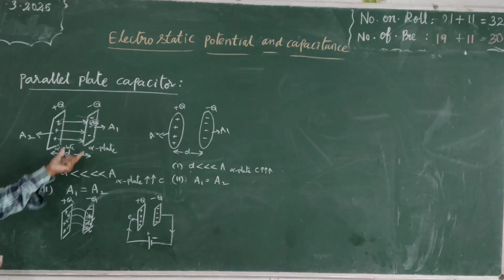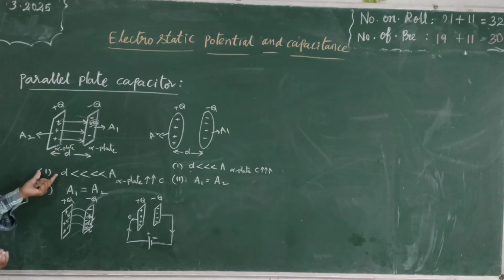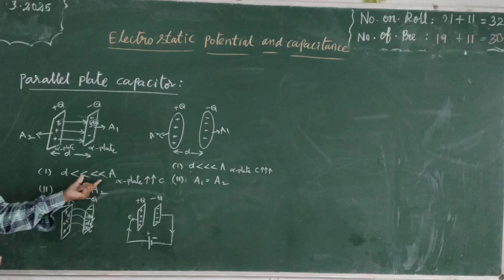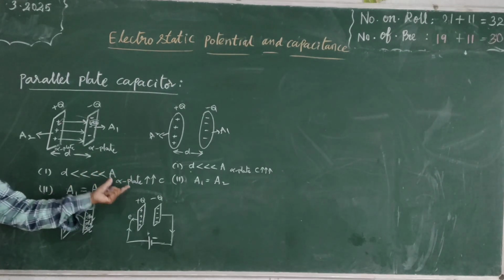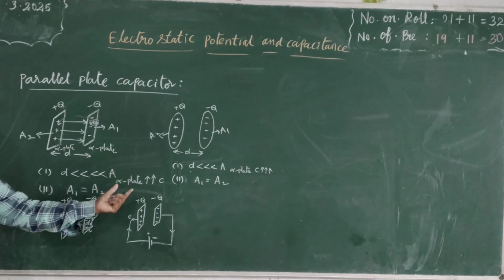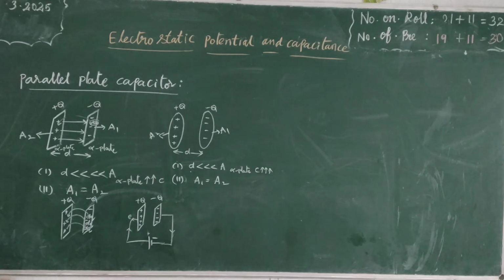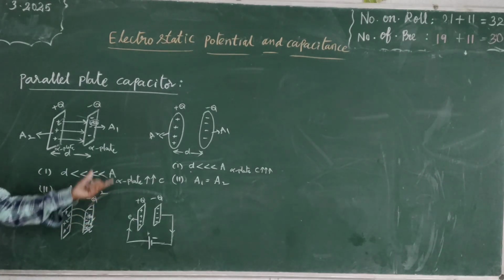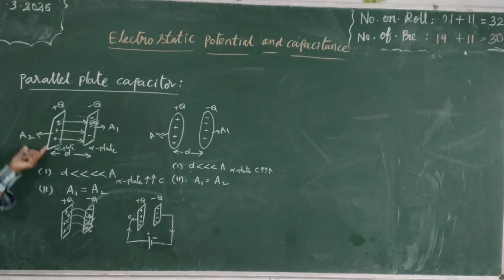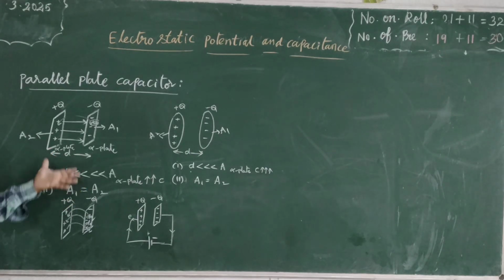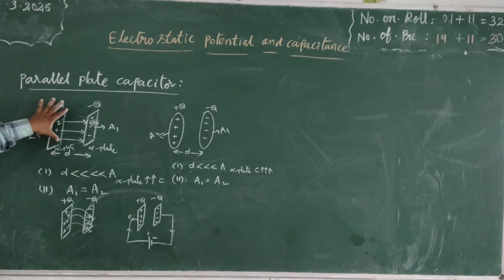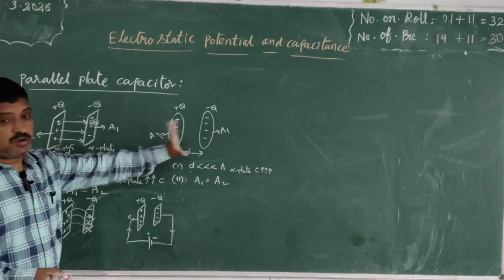This plate has two conditions. What is that now? D is very much less than A. In that case the plates behave as infinite, and the capacitance increases. See, A1 equals A2, so the area of this plate is equal to the area of this plate. So these two conditions are satisfied, and then it is the parallel plate capacitor.